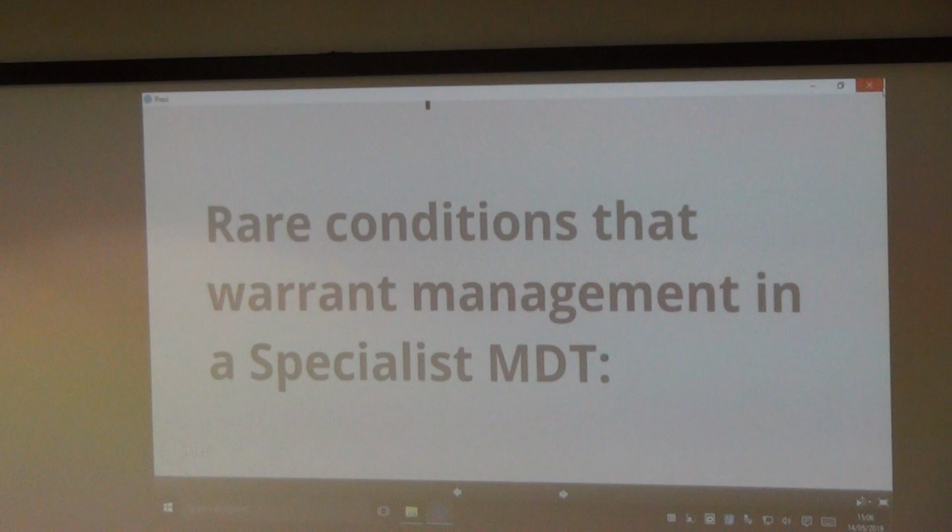Thankfully, in orthopaedics, particularly of the connective tissues, neoplasms are relatively rare. Of all the cancers that are out there, a primary bone tumour, otherwise known as a sarcoma of bone, only kills about... the prevalence rather is approximately 1 in 100,000. And for soft tissue tumours, or sarcomas, it's 3 in 1,000. Because they're rare, they warrant management in a specialist multidisciplinary team setting.